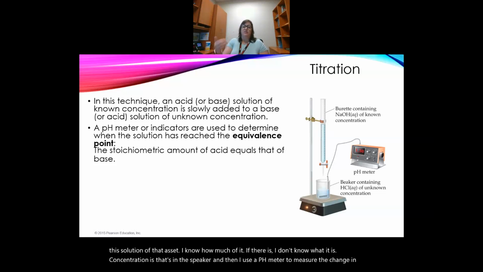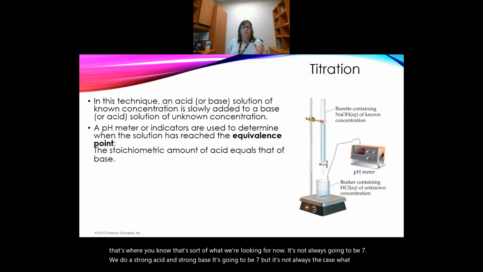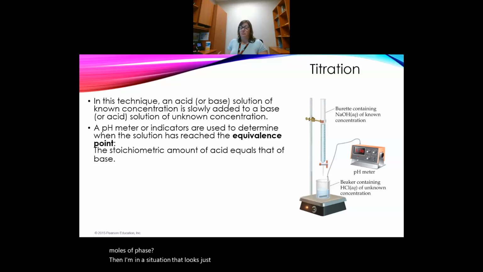So we're going to keep adding that base very slowly until the pH gets to near 7, because I know that's what we're looking for. Now, it's not always going to be 7. When we do a strong acid and a strong base, it's going to be 7. It's not always the case. When we get to a point where the moles of acid are equal to the moles of base, then I'm in a situation that looks just like Kw. So my pH should be 7 for that.